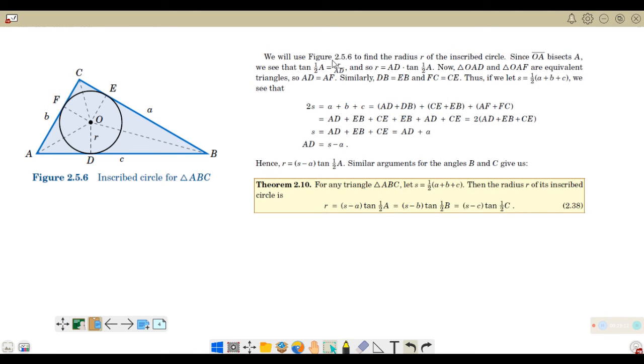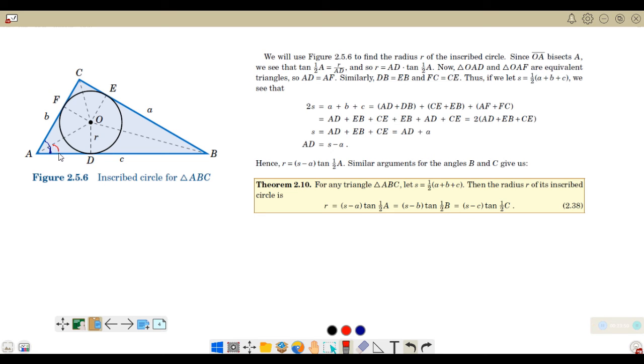So, we will use this figure, 2.5.6, to find the radius R of the inscribed circle. Since we know that OA bisects A, we see that tangent 1/2 A is equal to R over AD. So, saan to galing? Okay. So, si angle A ay hinati into 2.